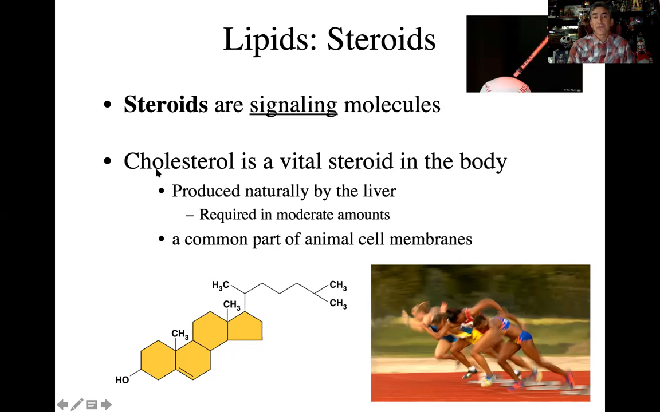Right? You may have heard of cholesterol. Cholesterol is a very vital steroid. And right now, this very instant, your liver is creating cholesterol. So cholesterol produced naturally by the liver is required in moderate amounts. And it's going to be part of our membranes, which we're going to cover a little bit later. And it's also part of the production of many of our hormones. So we can't have certain hormones without first having these steroids. And cholesterol is a very vital beginning molecule for these important hormones.